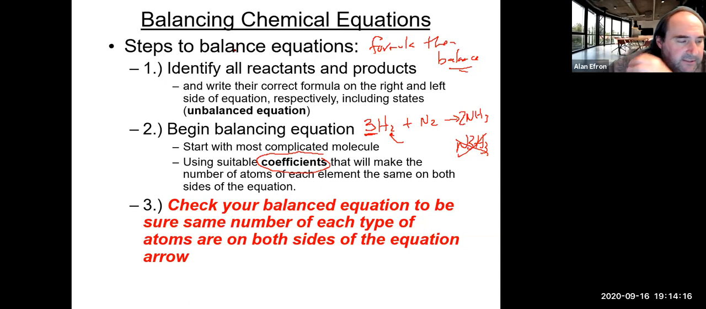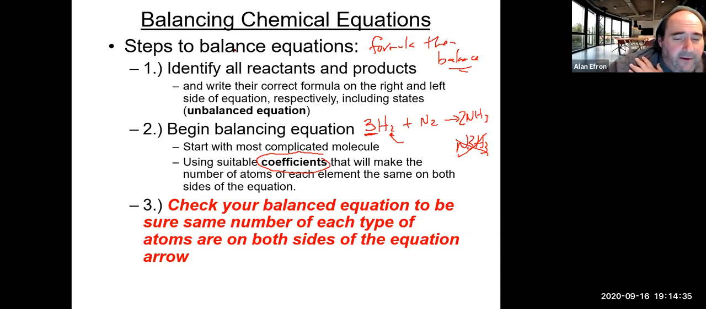Usually what will happen is you'll put a coefficient on one side, and it will maybe change some stuff. Then you've got to go to the other side, put a coefficient, and it'll change some things. You've got to go back to the other side. Most people do a kind of trial and error, moving back and forth. Eventually, everything should fall into place if you do it right.